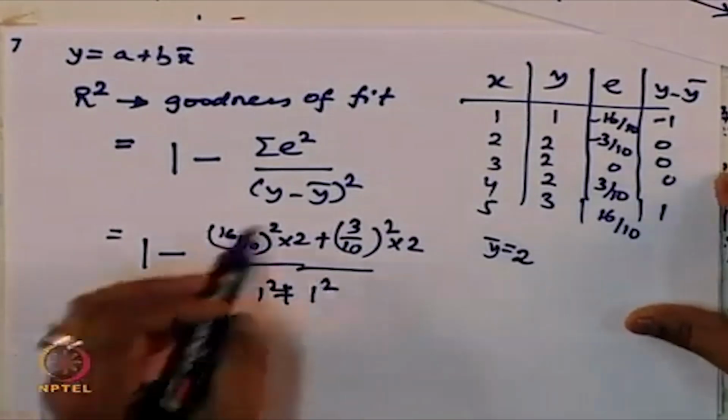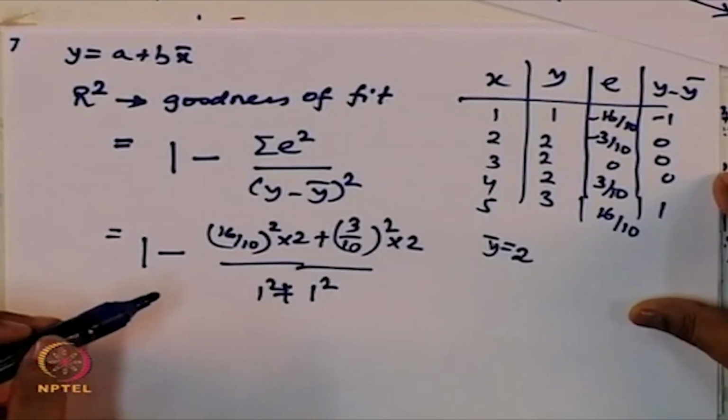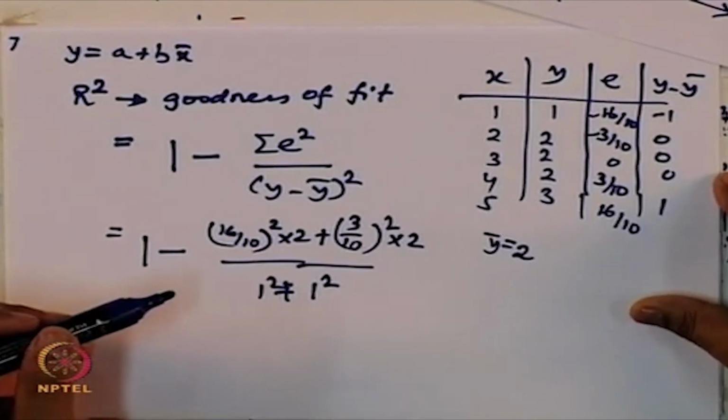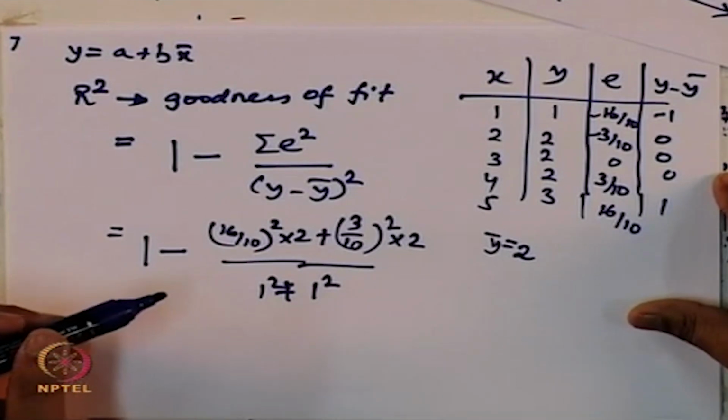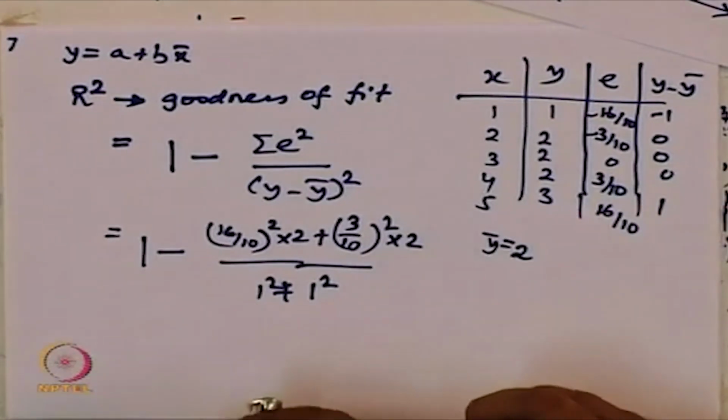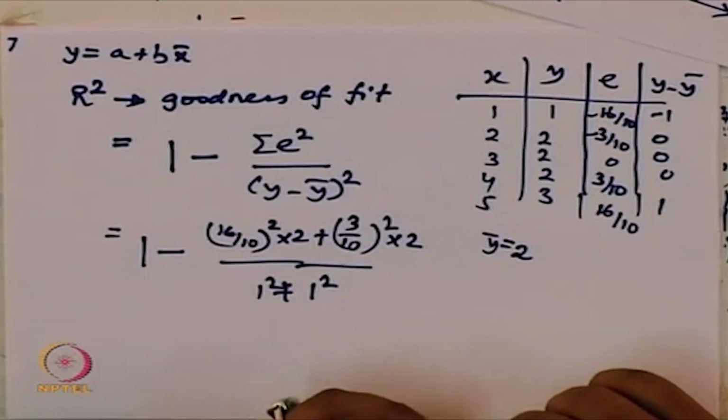Okay. So, this is a significantly large number, 16 by 10 here. So, I will get a value of R square which is reasonably low. In other words, this is not a good fit. Okay. So, you can compute the R square value. So, whenever you do the calculation, you should also compute the R square value, and then come to a conclusion if your line is a good representative of the data.